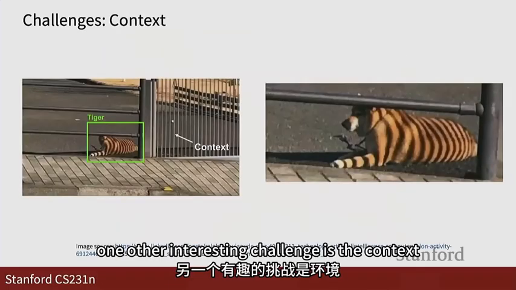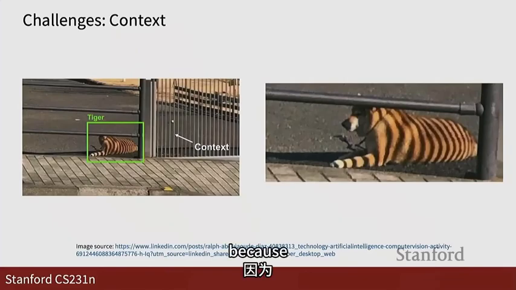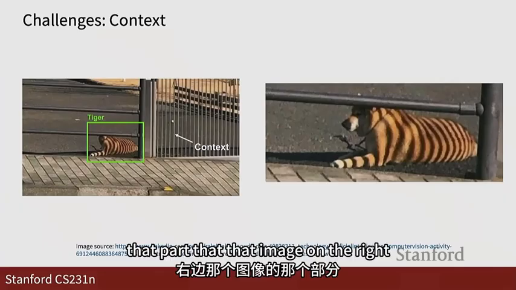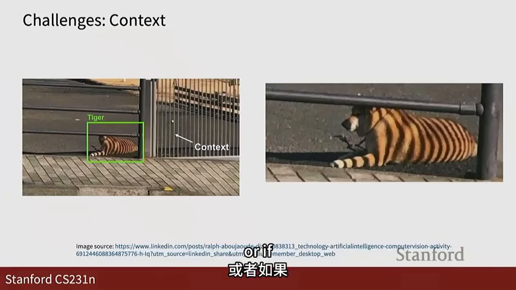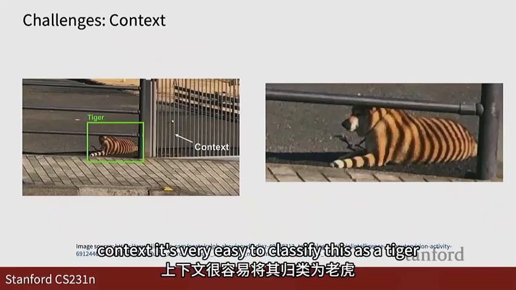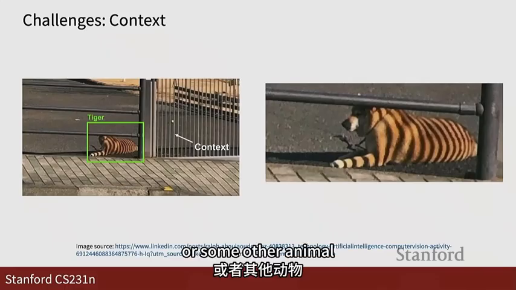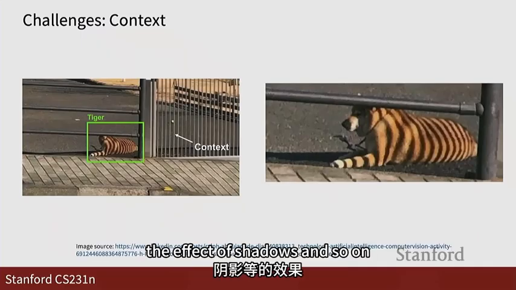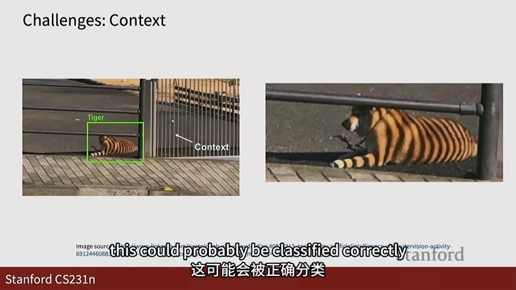One other interesting challenge is the context, because if you only look at that part, that image on the right, or if an algorithm looks at this without considering the context, it's very easy to classify this as a tiger or some other animal. But because of the context, and because we know there's the effect of shadows and so on, this could probably be classified correctly.